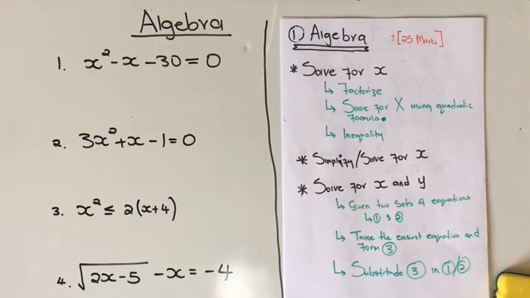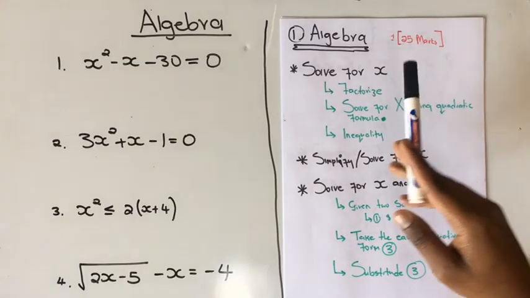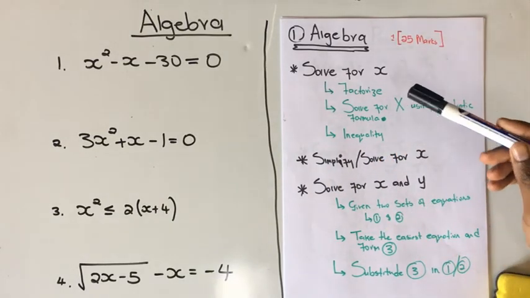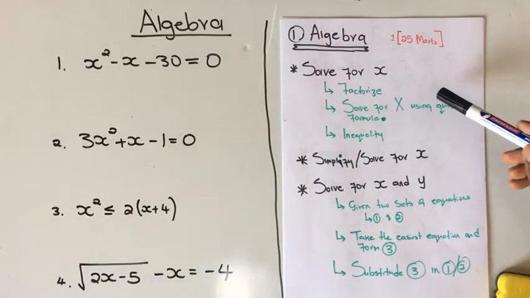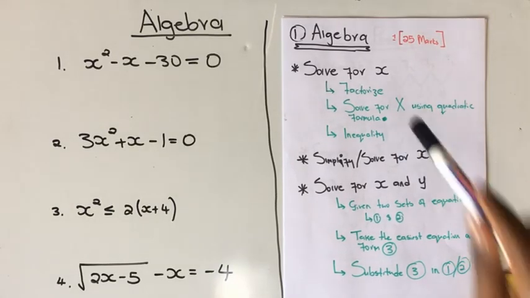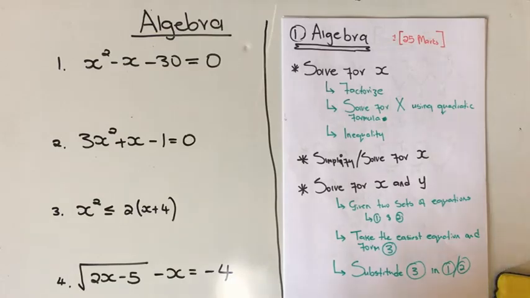Alright, so now in algebra your question paper is structured in the following way. You'll get a question that is basically solve for x, and there are usually three of them. So there's factorize, there's the one where you use the quadratic formula, and there's an inequality for that. Okay, so here I have an example of such problems and I want us to quickly go through them.